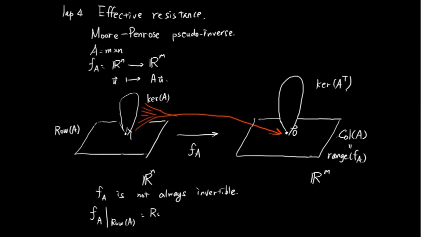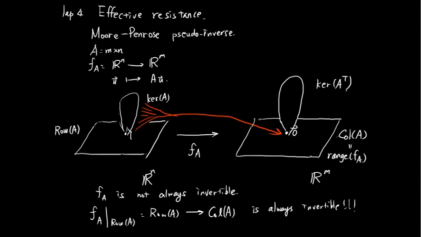Okay? Whenever you pick a vector in the row space of A, you will send that to the column space of A, because the column space is the range. So we just limit our domain to the row space. So this one is actually always invertible. So that's the main idea in this picture.